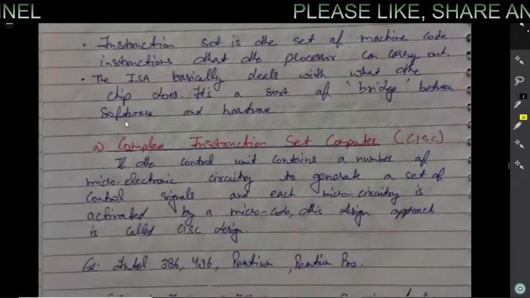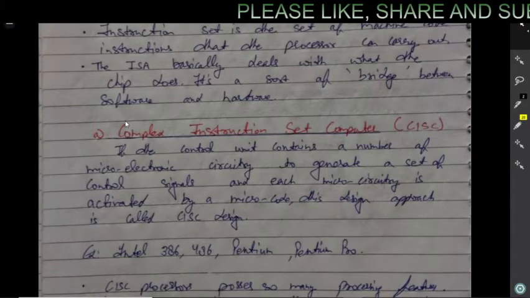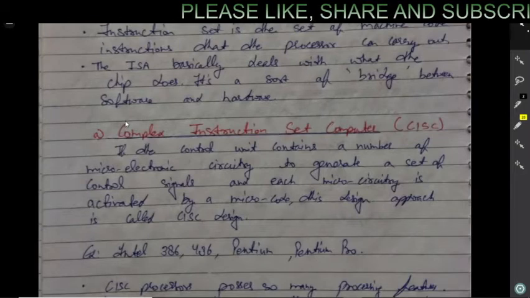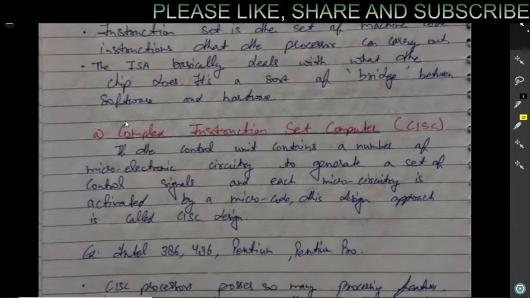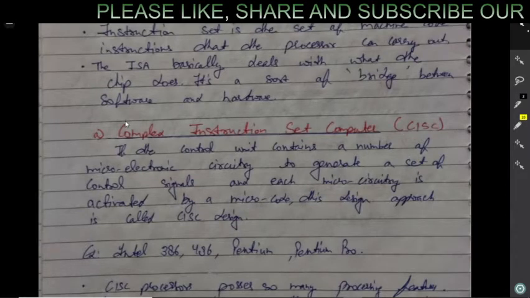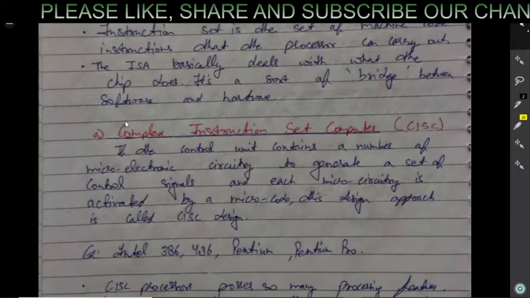Complex instruction set computer, CISC. If the control unit contains a number of microelectronic circuits to generate a set of control signals and each microcircuitry is executed by a microcode, this design approach is called CISC, complex instruction set computer.